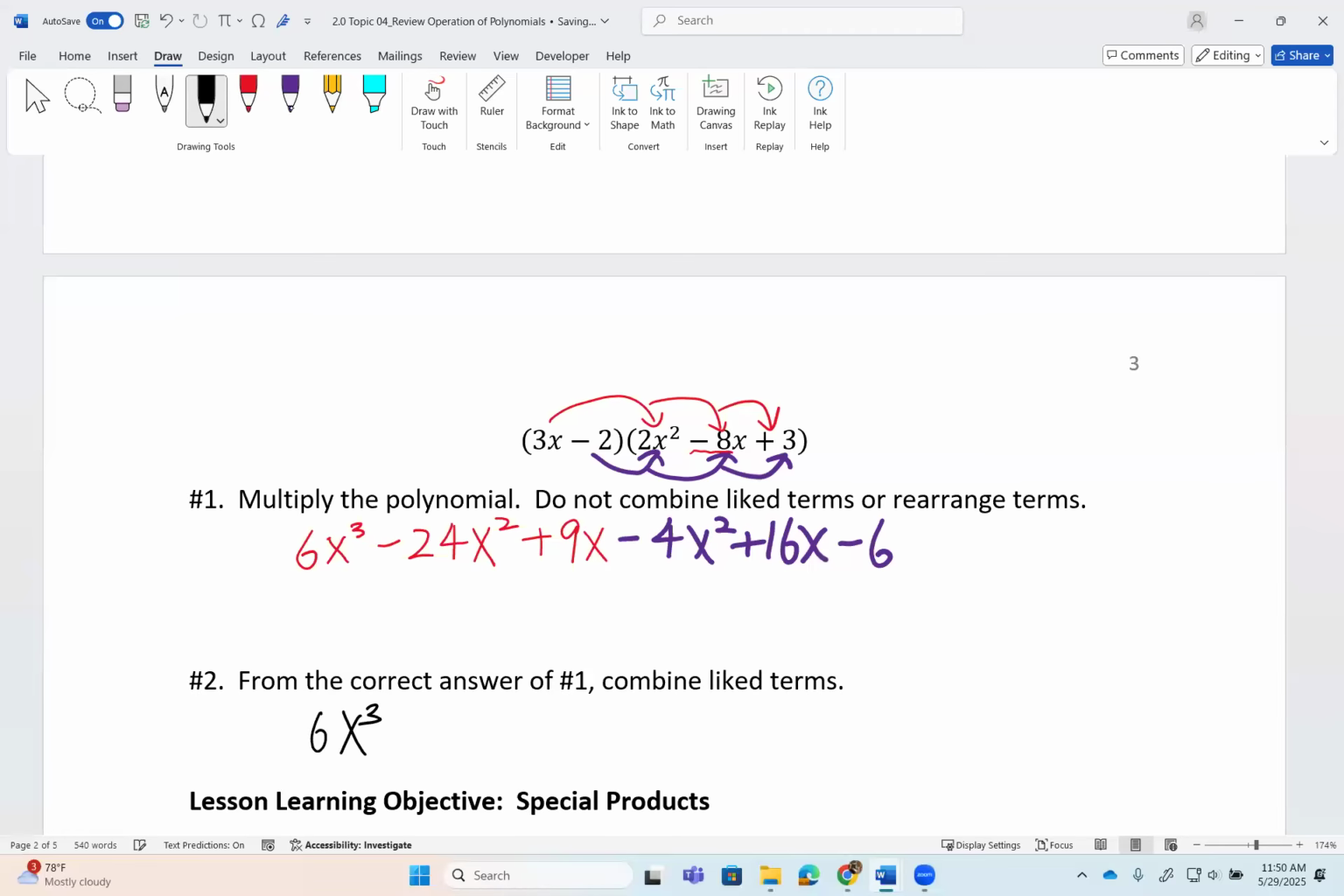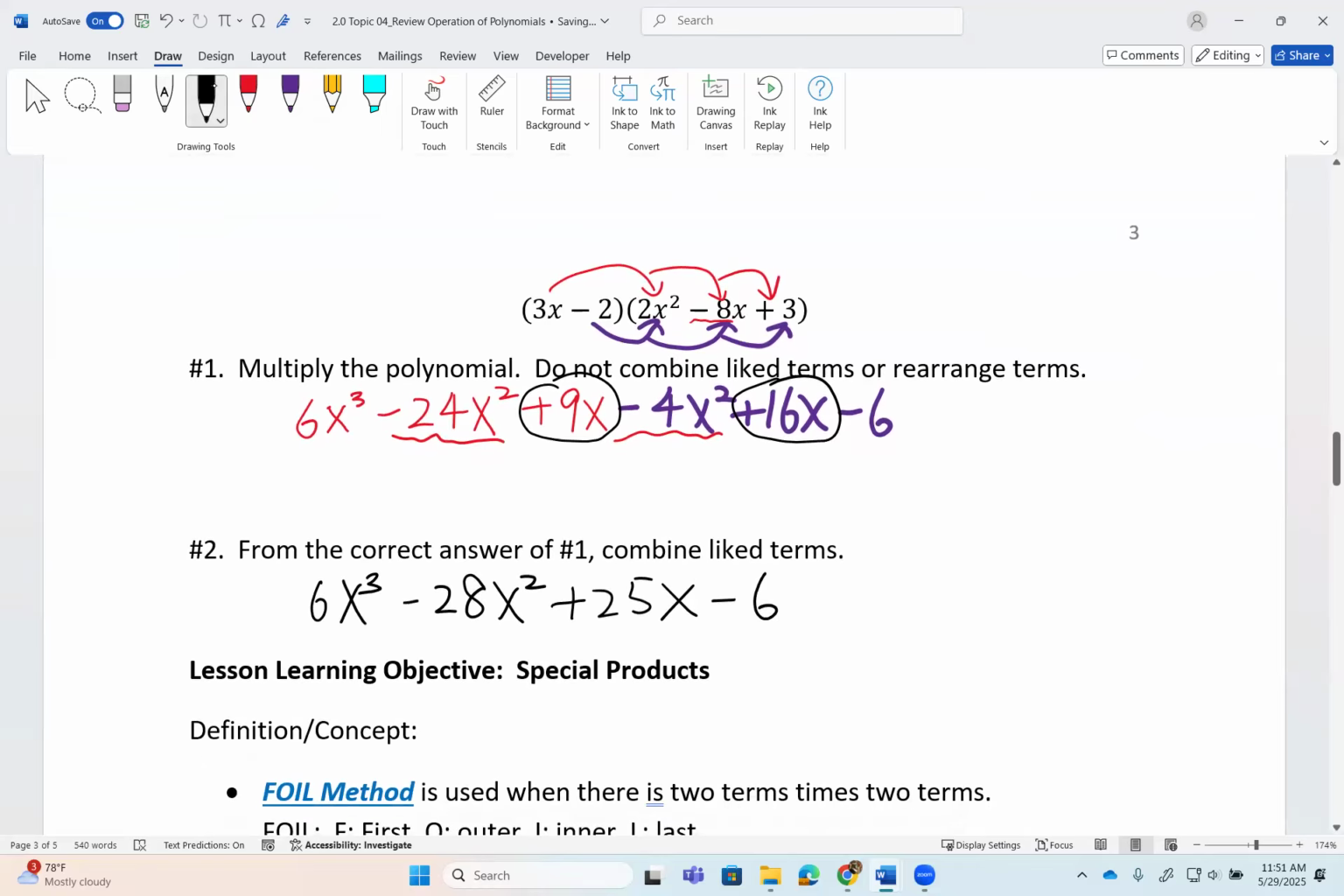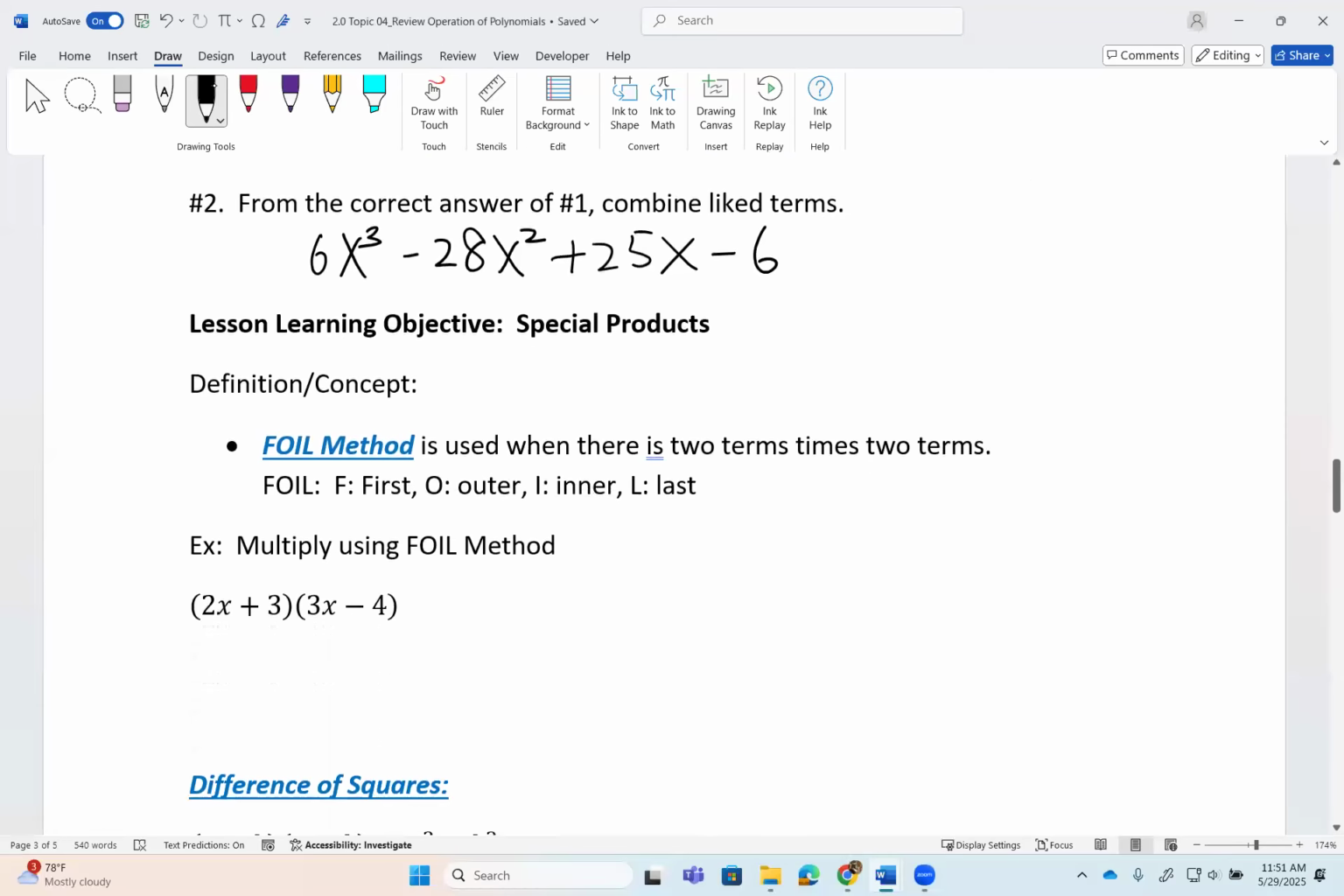All right, x squared goes next. Combine like terms. Negative 24x squared minus 4 more x squared. Terms with the same sign we will add, so that'll be negative 28x squared. Combine like terms, 9x plus 16x, positive 25x. And at last, just negative 6. There you go. So when it comes to multiplying polynomials, it's just like the distributive property. It's just like distribution.